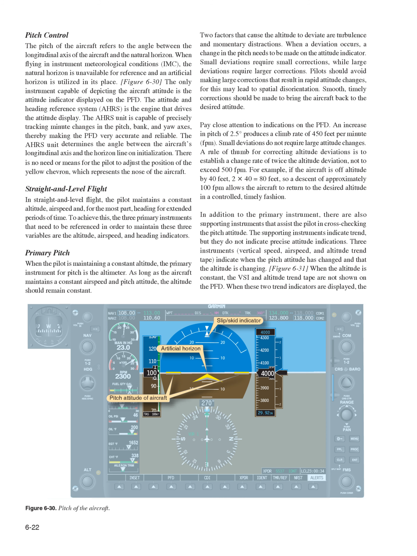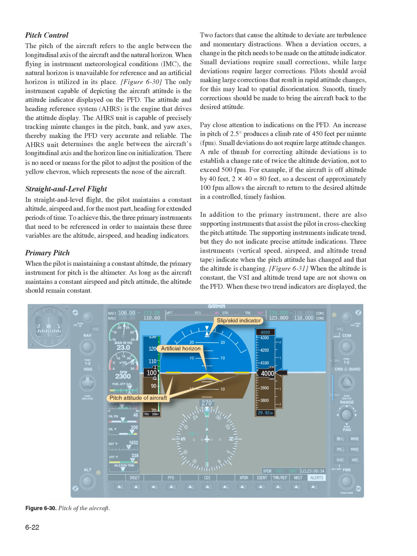Straight and level flight. In straight and level flight, the pilot maintains a constant altitude, airspeed and, for the most part, heading for extended periods of time. To achieve this, the three primary instruments that need to be referenced in order to maintain these three variables are the altitude, airspeed, and heading indicators.